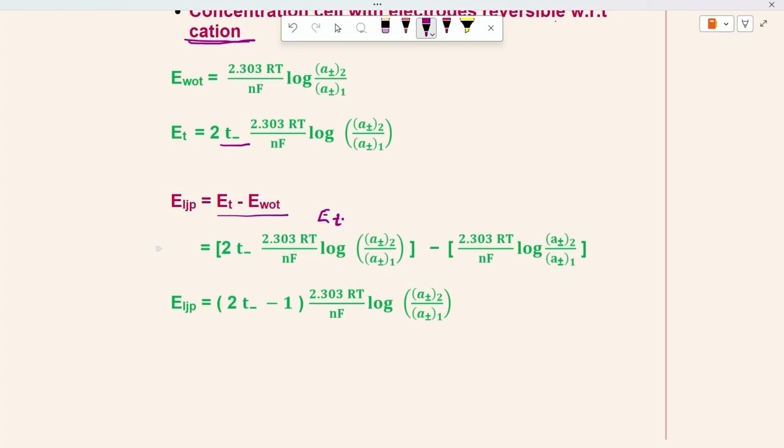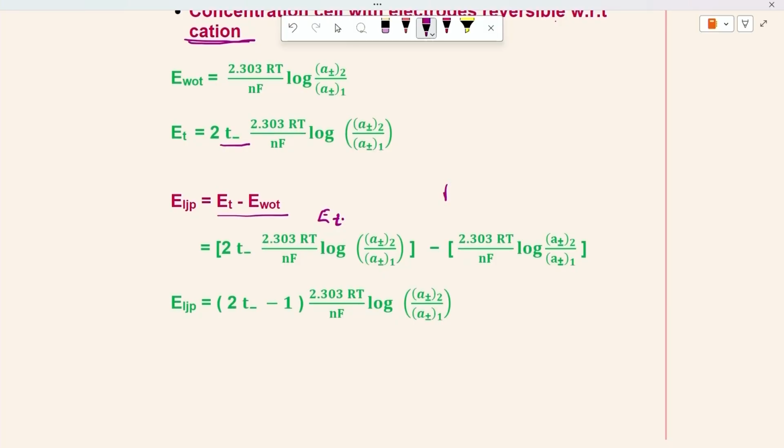One more point, that is R is the universal gas constant, T is the temperature in Kelvin scale, N is the number of electrons involved in the electron reaction, and F represents the Faraday, which is equal to 96,500 coulombs.